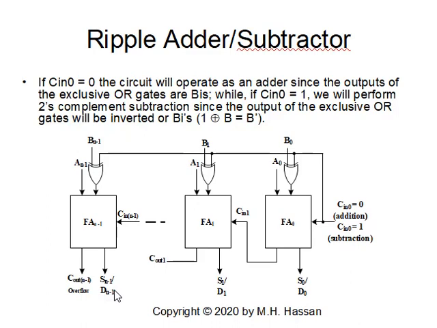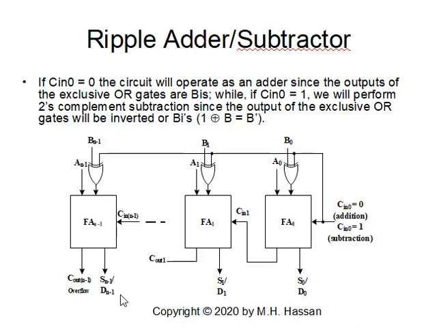If Cin 0 is 1, we'll get 1 exclusive OR B0, you will get B0 prime. So this will perform the 1's complement. 1 exclusive OR B1 will be B1 prime, and so on and so forth. So you will get the 1's complement here, plus 1, we'll get the 2's complement. The 2's complement of B's plus A's will give me the differences D0, D1.